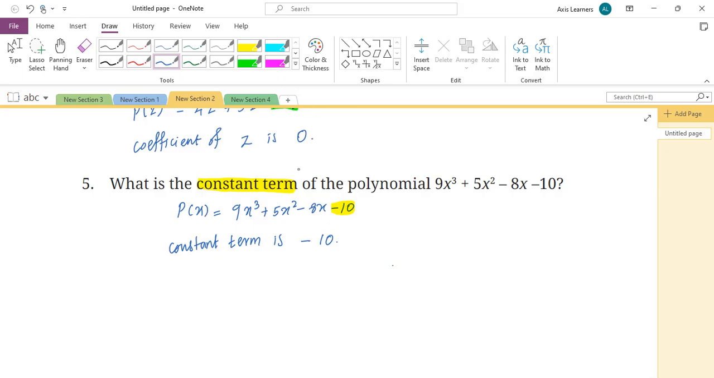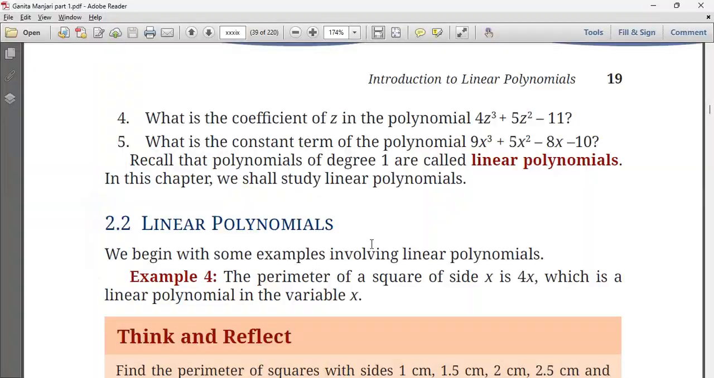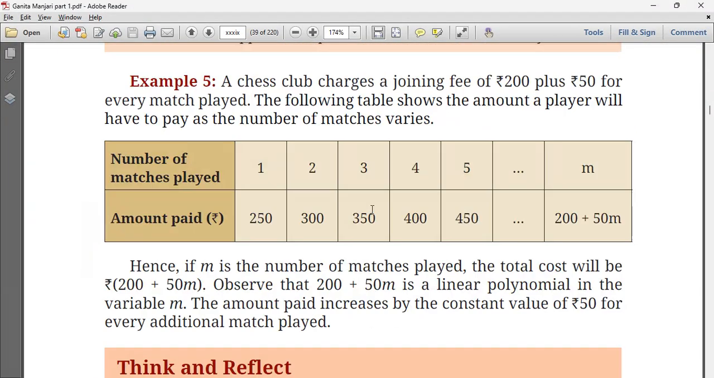Many students will not write the sign. They will look at the number only. That is wrong. While writing the term, we need to write it along with its sign. So the constant term is minus 10. Okay. Shall we move on to the next exercise? So the first exercise is over.